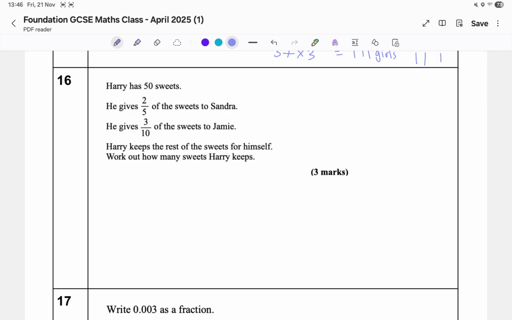So Harry has 50 sweets. He gives 2/5 of the sweets to Sandra. He gives 3/10 of the sweets to Jamie. He keeps the rest for himself. Work out how many sweets he keeps. So essentially, we need to work out 2/5 of 50, which is just 50 divided by 5.